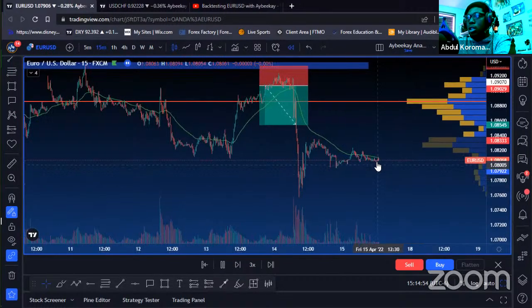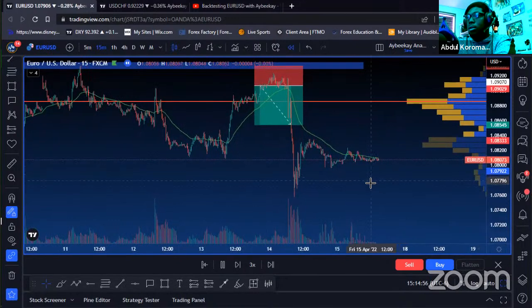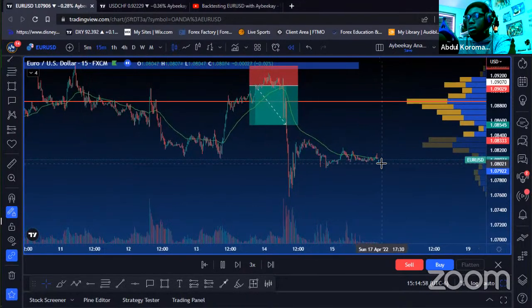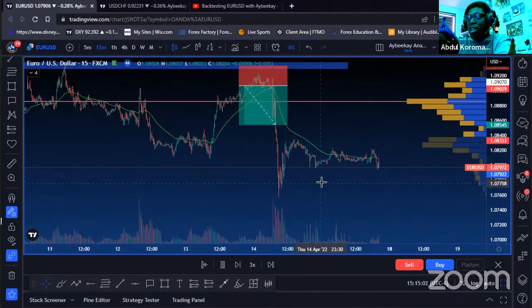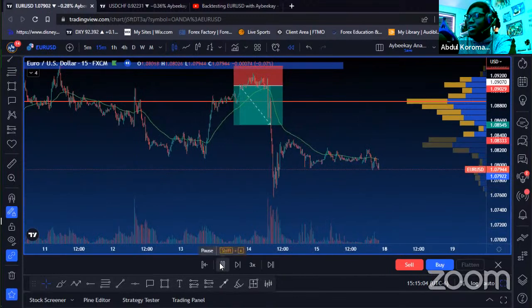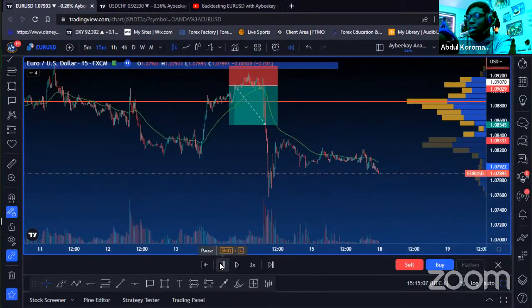Man, a lot of consolidating right here. Okay, so that Friday would have been a terrible day to trade. All right.